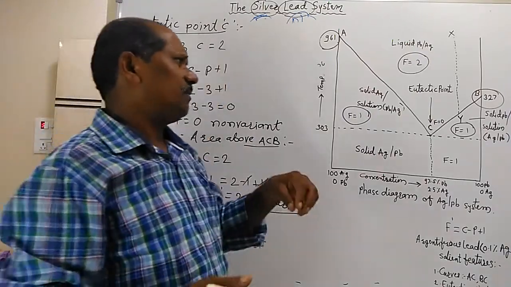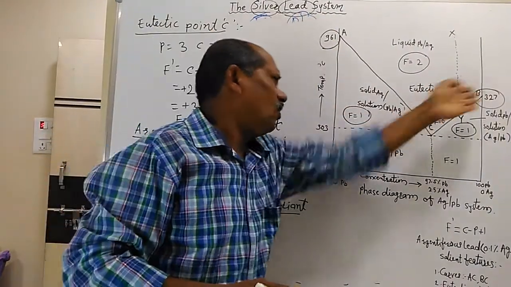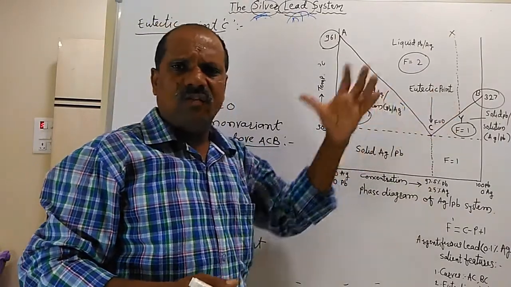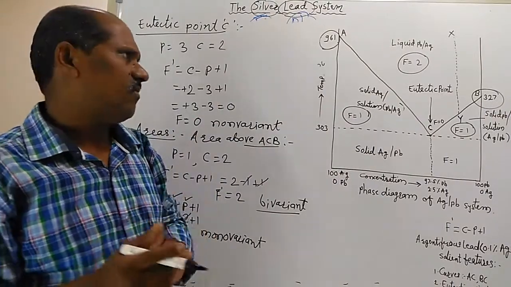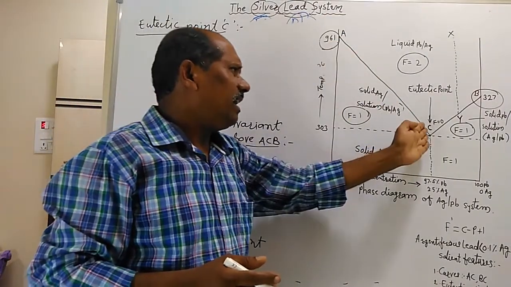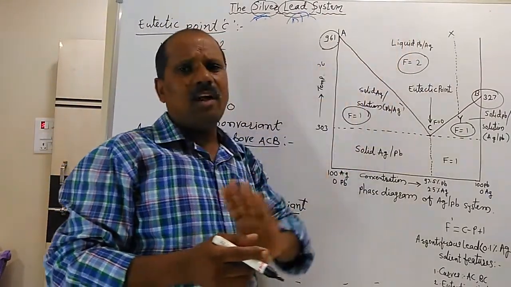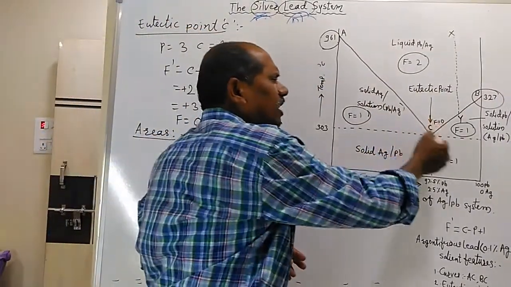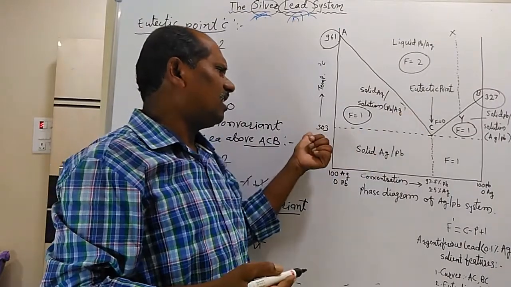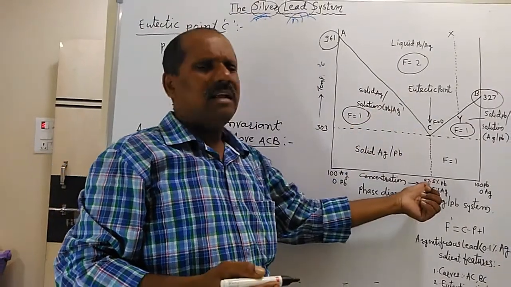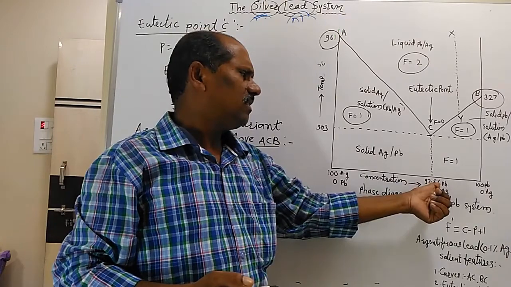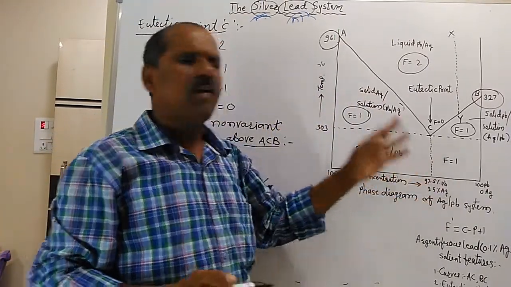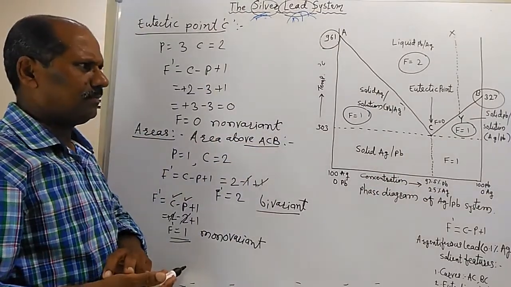Means in the areas below AC and below BC, the degree of freedom is 1, and hence the system is monovariant. Above the area ACB, the degree of freedom is 2, as there is a single phase only. At the eutectic point C, the temperature is 303 degrees Celsius and the composition is 97.5% of lead and 2.5% of AG.